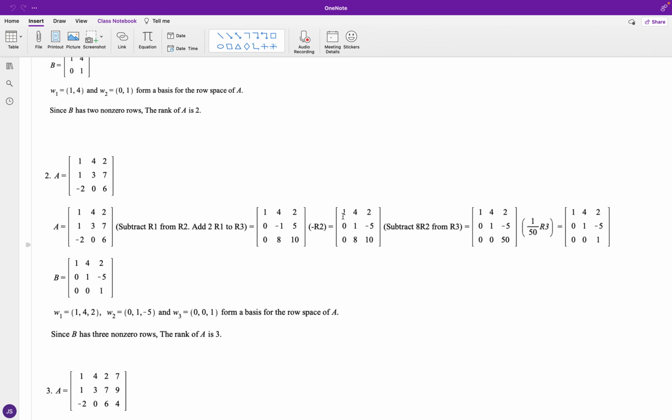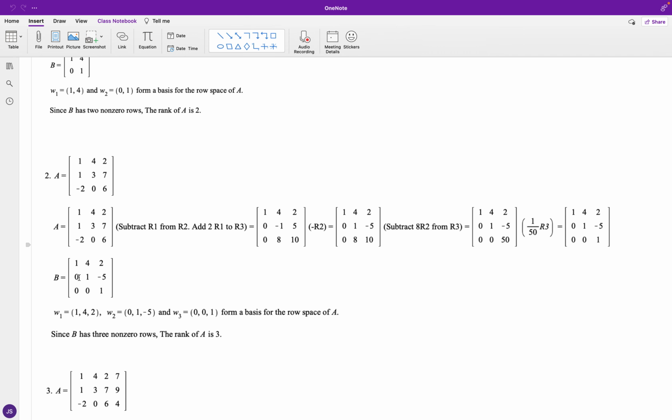So I got 1 in the upper left-hand corner, then I have 0, 1, and I want the third row to consist of 0, 0, 1. So I can change this 8 to a 0 through the process of subtracting 8 times the second row from the last row. So this last row will change over to 0, 0, and 50, and the 50 can be changed over to 1 upon taking 1/50th of the last row, or in essence dividing the last row by 50. So we'll have 1, 4, 2, 0, 1, negative 5, 0, 0, 1.